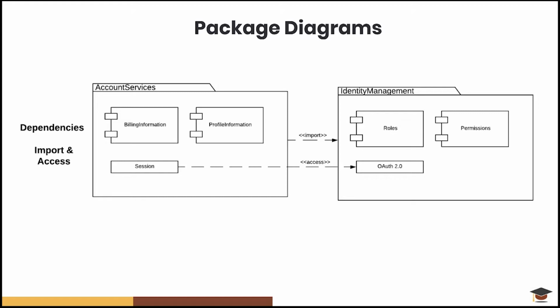But you can also create dependencies with objects within a package and other objects within another package. So in this example, I've got session. So session is accessing the OAuth 2.0 component within the identity management package, right? So again, it can get very complex. It depends on your application, but you can see at a moment's glance how packages or components within a package can have dependencies with other packages or other components within the system as a whole. Very cool stuff. Very cool stuff.